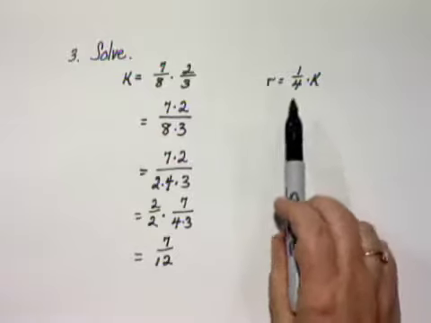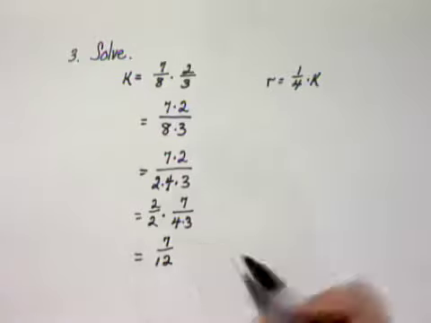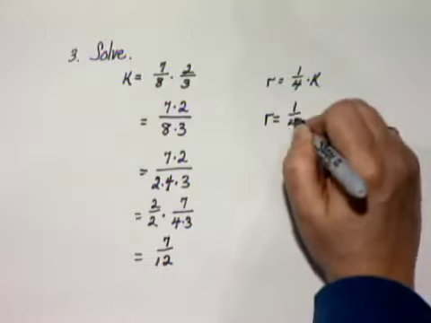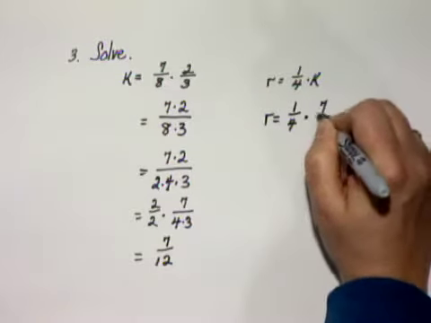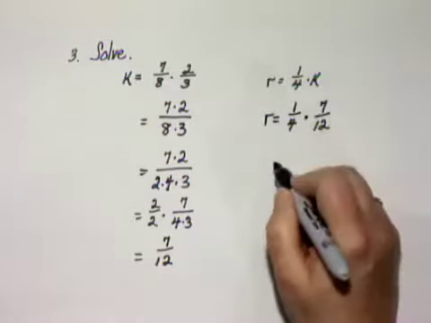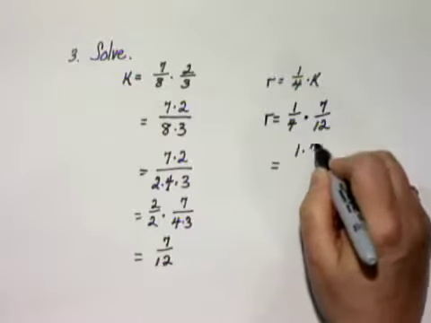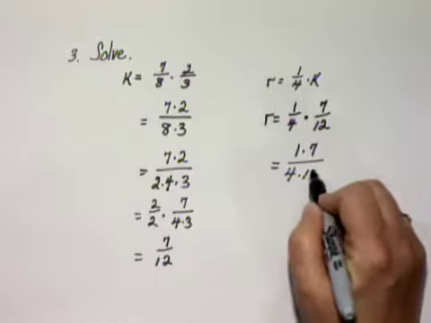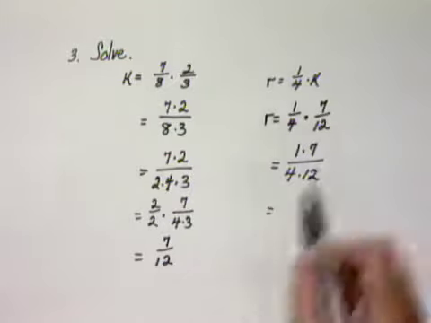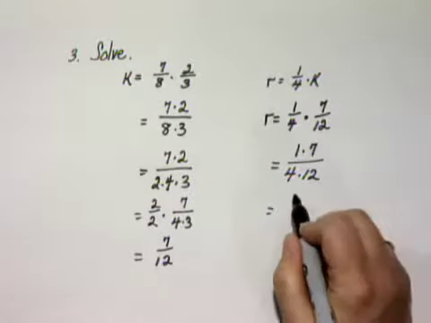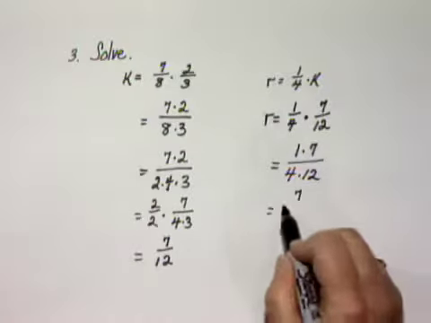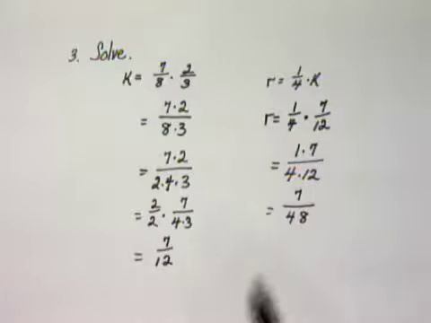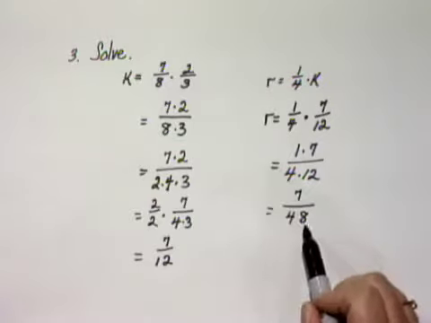Irene received 1/4 of Carl's. So R, or Irene's amount, would be 1/4 times 7/12. Multiplying numerators, we have 1 times 7. Multiplying denominators, we have 4 times 12. And there are no factors in common. So we multiply, we have 1 times 7 is 7. 4 times 12 is 48. And we have a value for R.